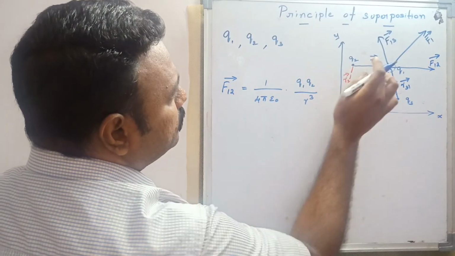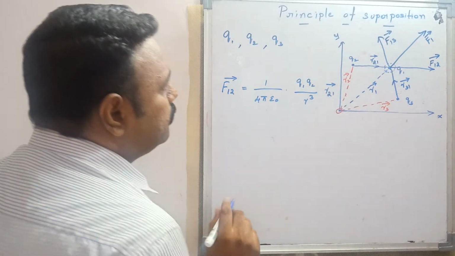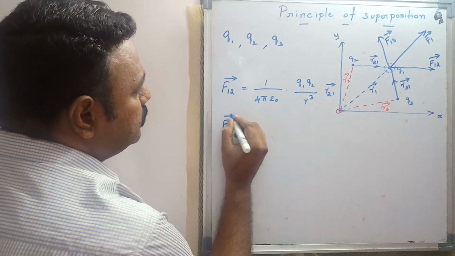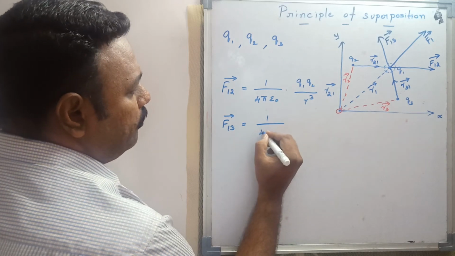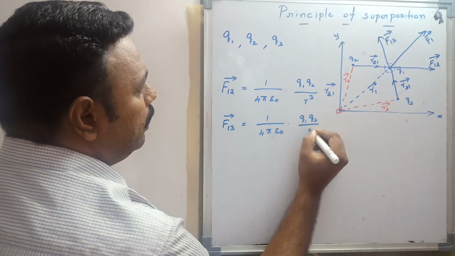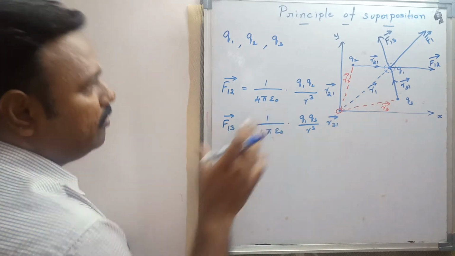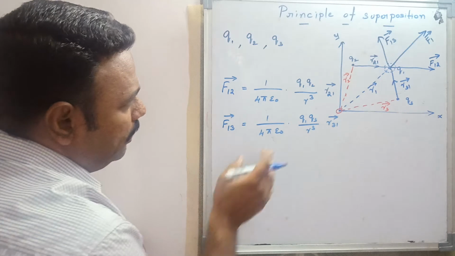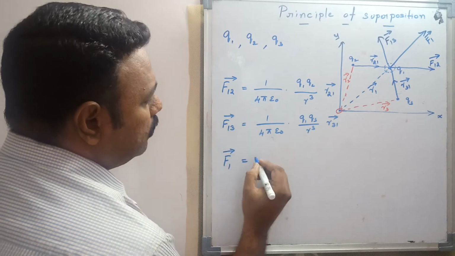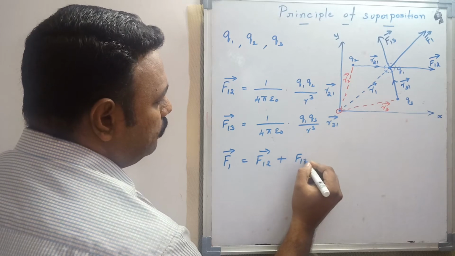So for F12, the position is R21, so therefore the R21 vector. This is for F12. And in the case of the F13 vector, it is 1 by 4 pi epsilon naught of Q1 Q3 by r cube, R31 vector. So right from the vector form we have written this. And what is the total force F1? F1 is nothing but the vector sum of these two, therefore F12 vector plus F13 vector.